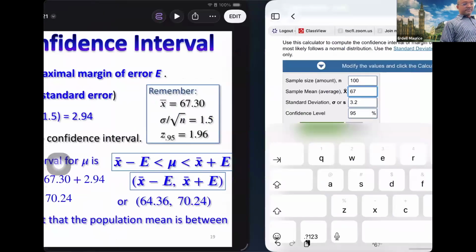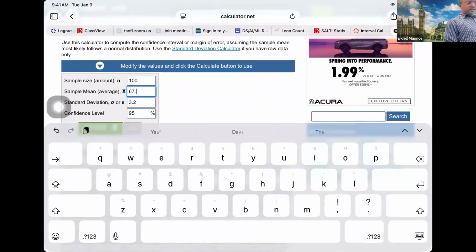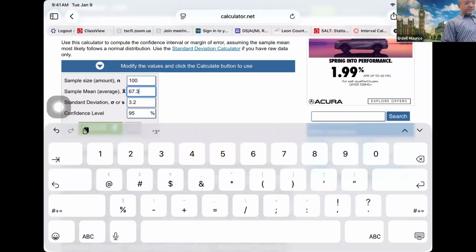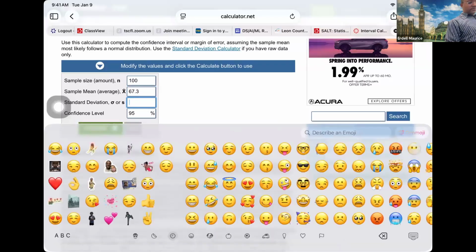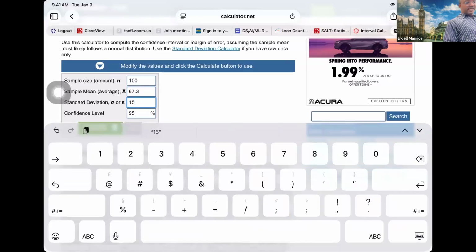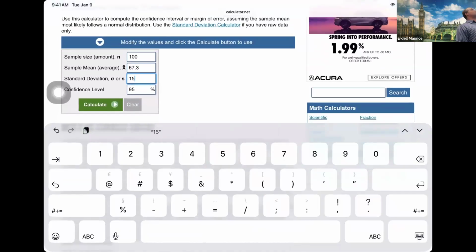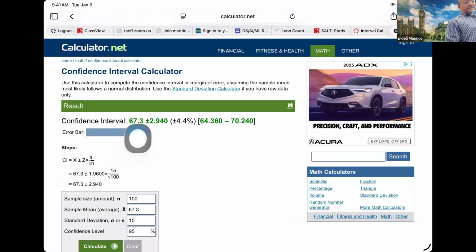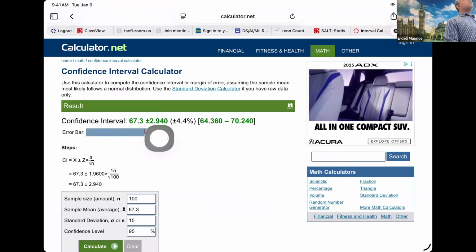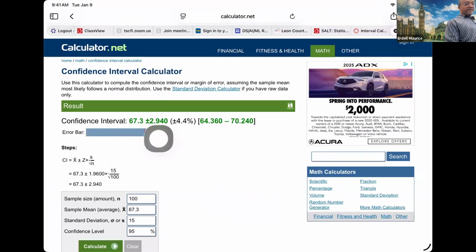It was 67.3. So 67.30. And then the standard deviation was 15 points. And my confidence level, I wanted a 95% confidence interval. Yes? So you can enter right here, it'll calculate for you. And so you see right here, it has 67.3 and it has plus or minus your error, the 2.94. And then it actually gives you the confidence interval.